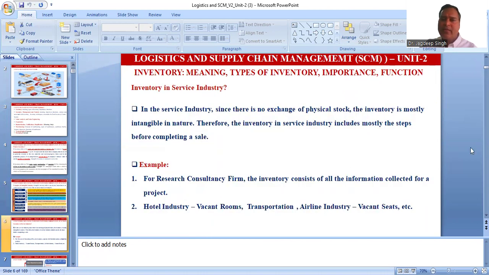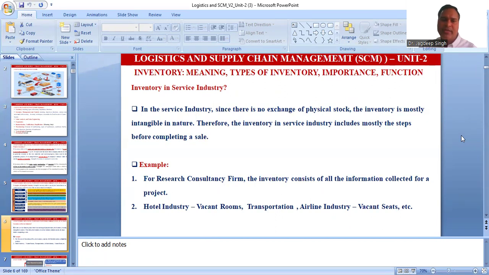Now, inventory in service industry. In the service industry, since there is no exchange of physical stock, the inventory is mostly intangible in nature. Therefore, inventory in service industry includes mostly the steps before completing a sale. For example, for a research consultancy firm, the inventory consists of all the information collected for a project.